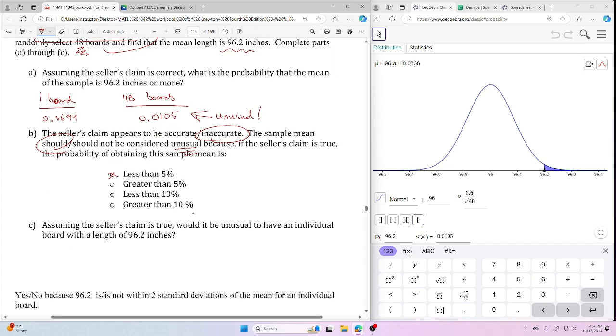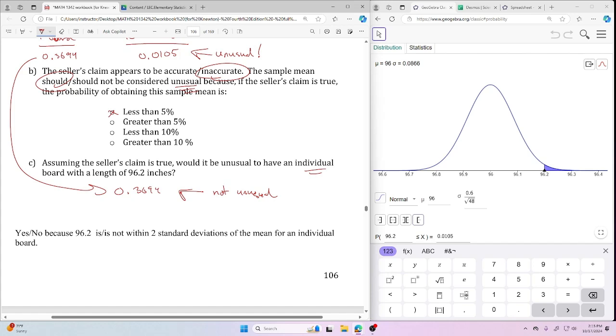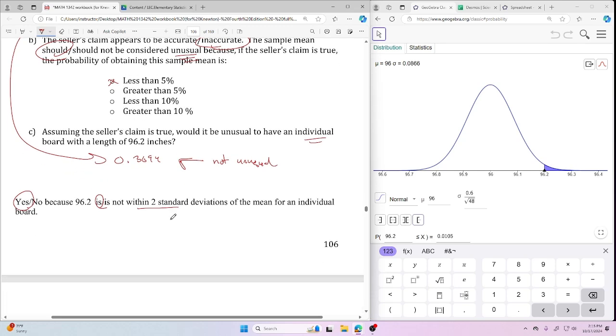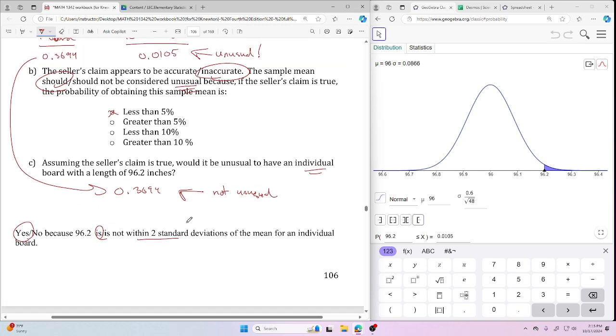Assuming that it is true, though, would it be unusual for an individual board? Well, we just did that, actually, didn't we? And that was the 0.3694. So is that unusual? No, that's not unusual. That's normal. So I'd say not unusual. That's a typical board. One, that's fine. 48 of them, no good. So would an individual be fine? I would say yes, it is within the 2 standard deviations of the mean. That's just that unusual stuff again. Not unusual.